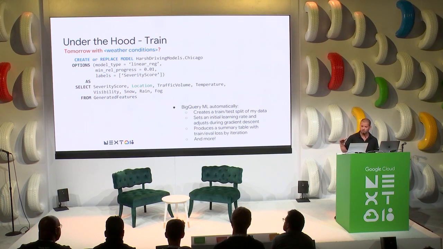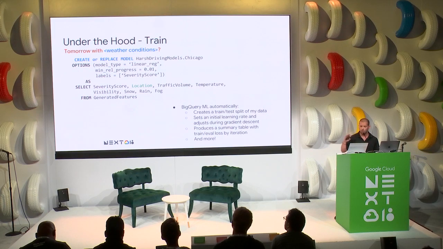And so in the first line, we're just telling BigQuery to create a new model, simple enough. And then we can provide some options for BigQuery and how it's going to actually fit this model and what kind of hyperparameters we want it to use to do that. But the only actual required things here are the model type and the labels that I want to predict.